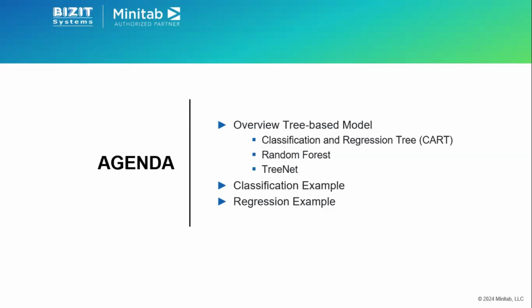So in the tree-based model for Minitab, we consist of a tree algorithm. It will be the classification and regression tree. And then we also have the random forest. We also have the TreeNet. So for today's session, we will try to run some of these examples for the classification and then for the regression example.